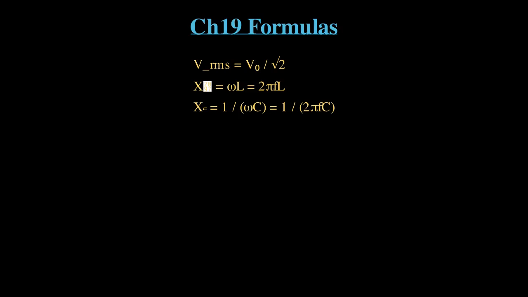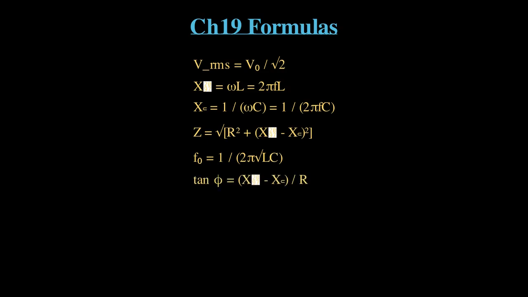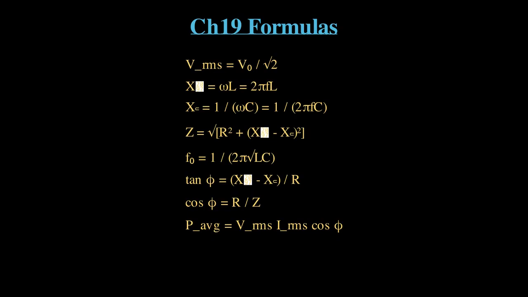For a series RLC circuit, the total impedance Z is the square root of R squared plus the quantity X sub L minus X sub C, all squared. The resonant frequency, F0, is 1 over 2 pi times the square root of LC. We find the phase angle phi using tan phi equals X sub L minus X sub C, all divided by R. The power factor is simply cosine of phi, which also equals R divided by Z. And finally, the average power dissipated is P equals Vrms times Irms times cos phi.